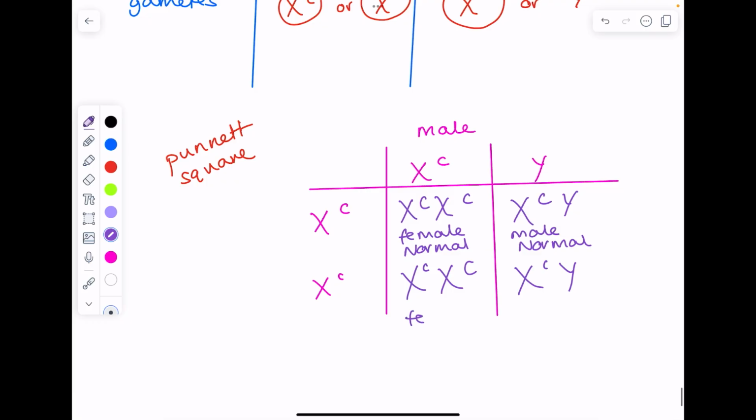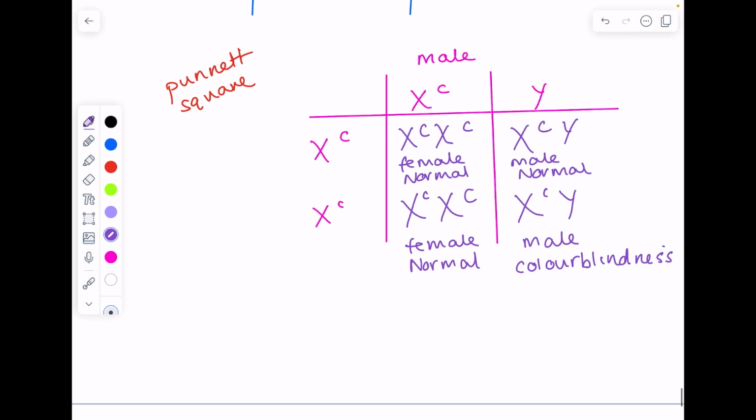Here's a female, normal vision. Technically this one's a carrier. But then this one down here is a male with colour blindness because they have that lowercase c responsible for the red-green colour blindness. So in terms of outcomes, it's a 0.25 chance of being a male that's colourblind.